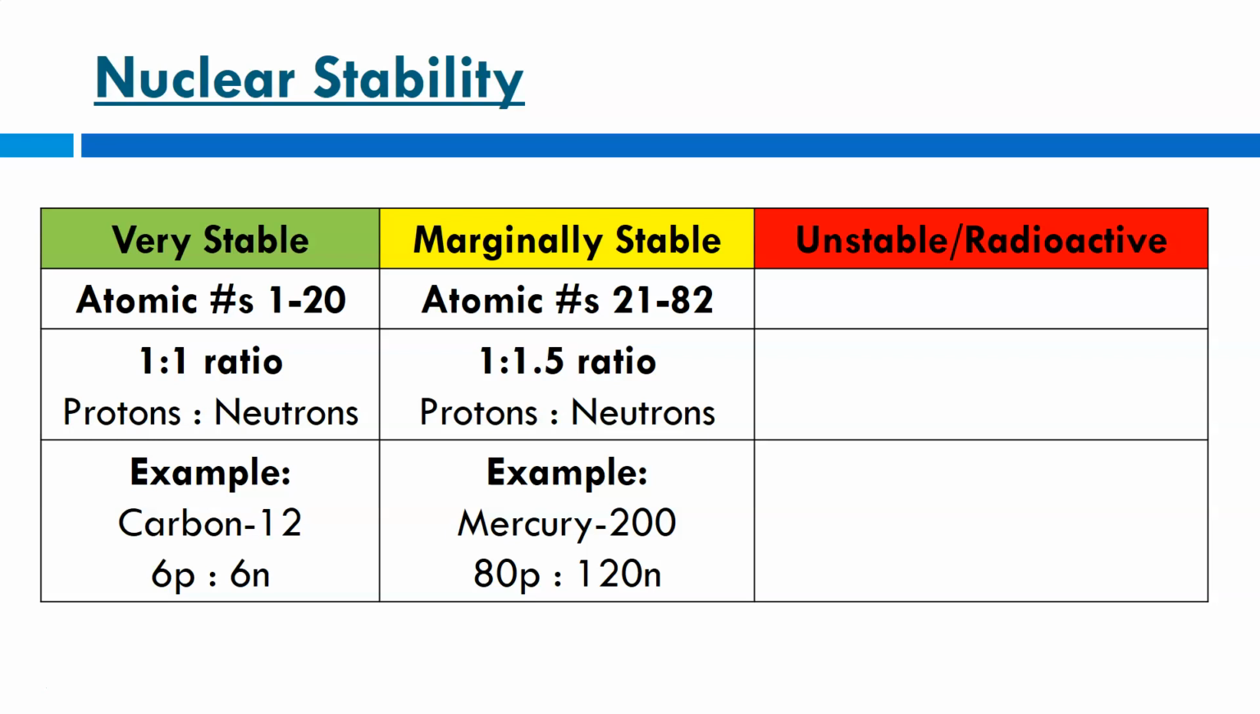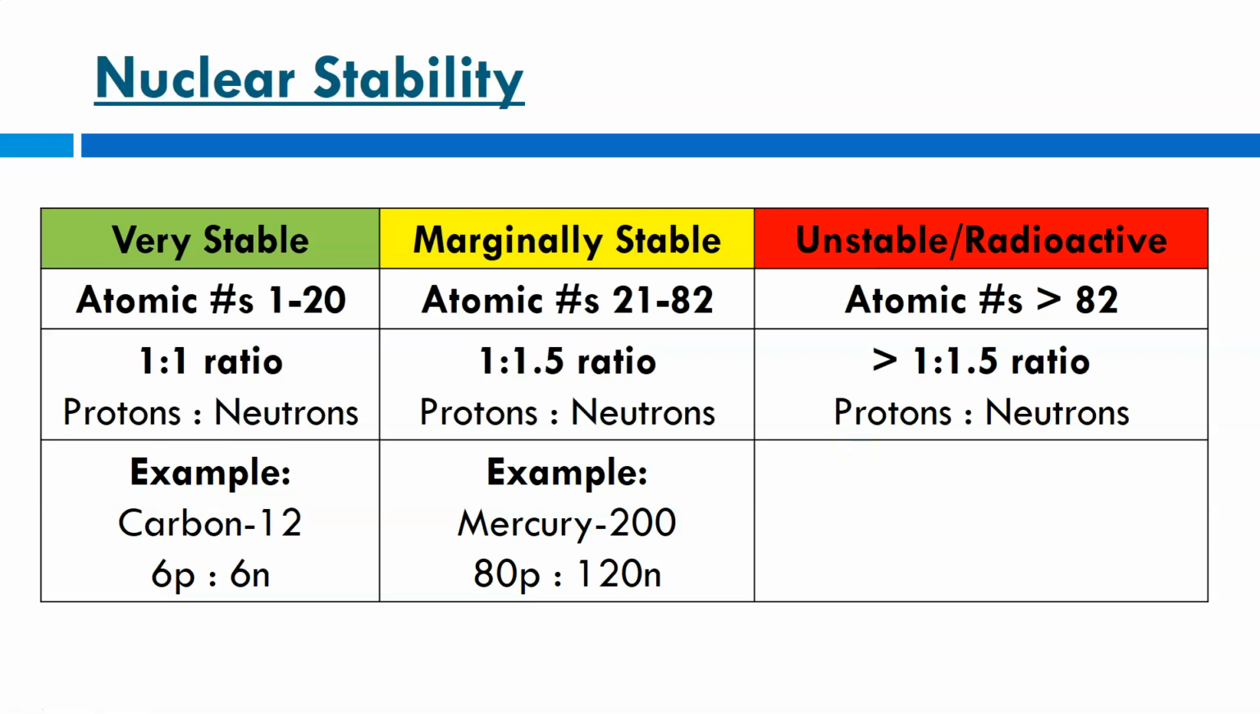The nucleus starts having a hard time holding on to all those particles. And so it starts to become a little bit unstable. The very large elements are going to have even larger ratios, and they become very unstable, very radioactive. Sometimes they're only man-made. They don't exist naturally because they're so unstable. Sometimes they have a very, very short lifespan before they break apart into other particles. So the stability really has to do with this ratio of protons to neutrons. So let's talk a little bit about that.